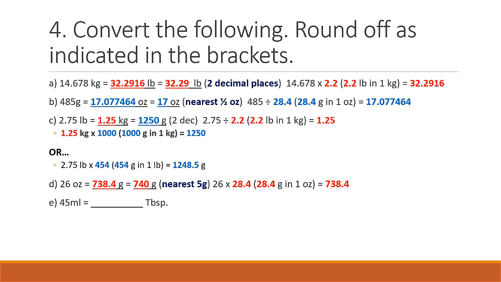And let's look at this next question. We need to go from 45 millimeters, forgive me, milliliters, to tablespoons. Remember that the relationship is 1 tablespoon equals 15 milliliters. So how many 15 milliliters are there in 45? 45 divided by 15 gives us 3 tablespoons exactly.